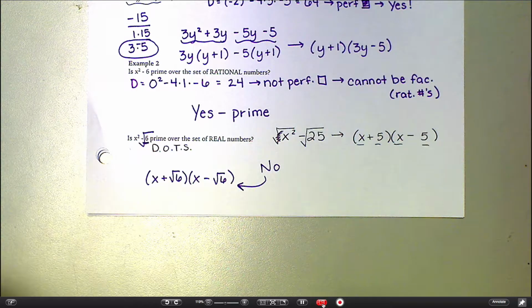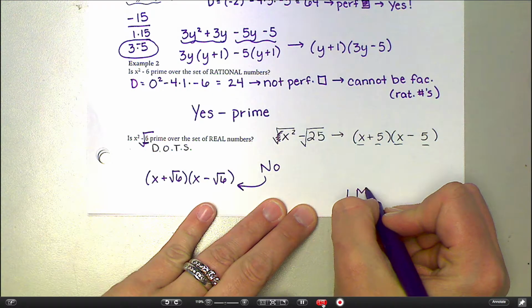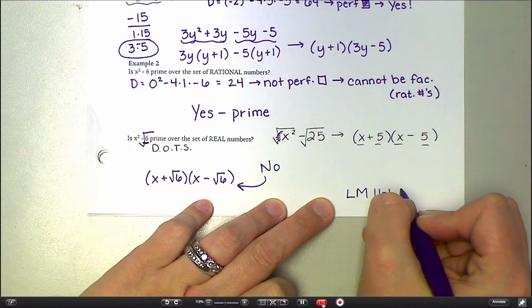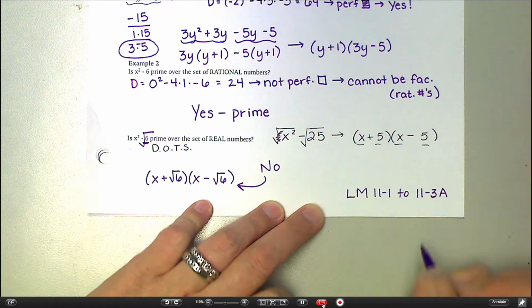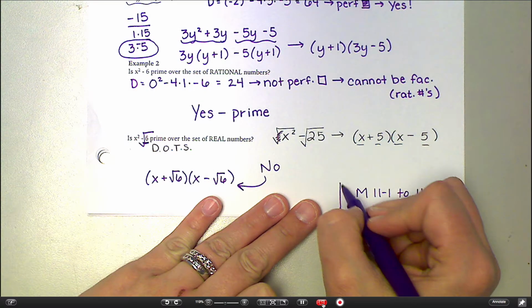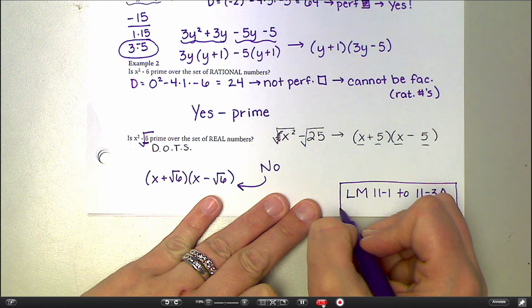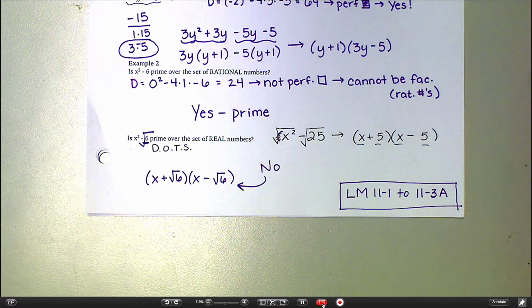Your homework for tonight is Lesson Masters 11.1 to 11.3a. So 11.1, 11.2, and 11.3a. All of that is in your homework packet, and you have remaining class time to work through those. So go ahead and get started, and we'll make sure to discuss this some more tomorrow. Thanks for your time.